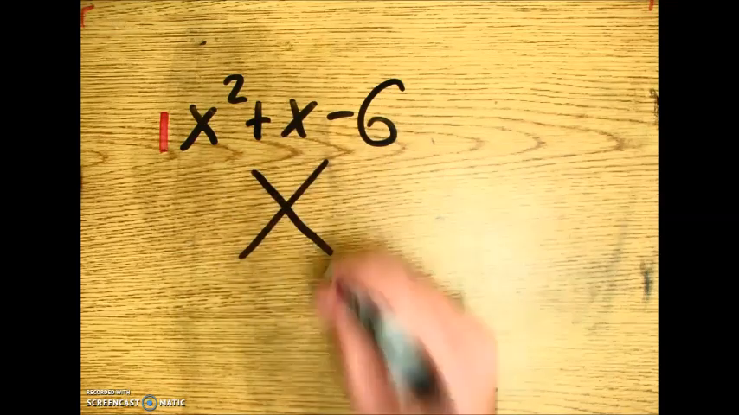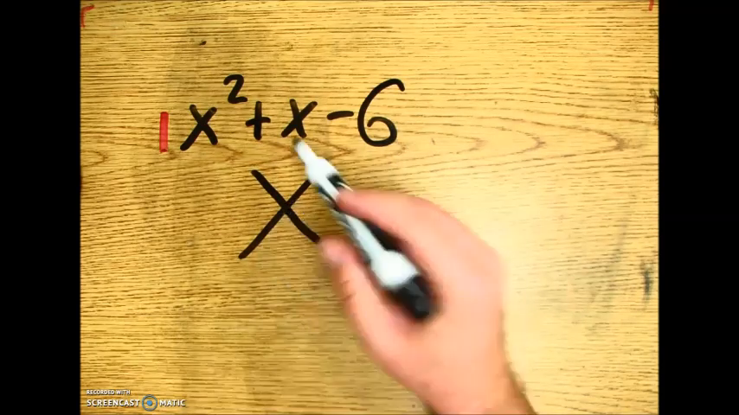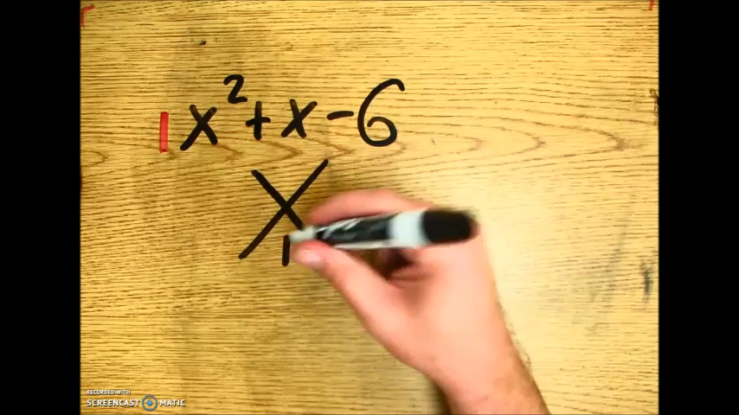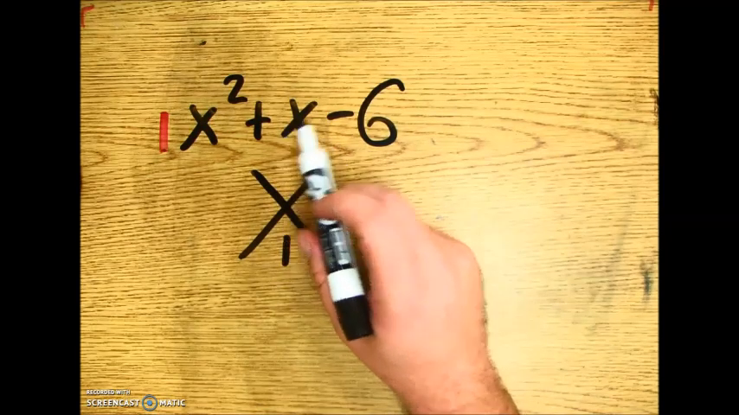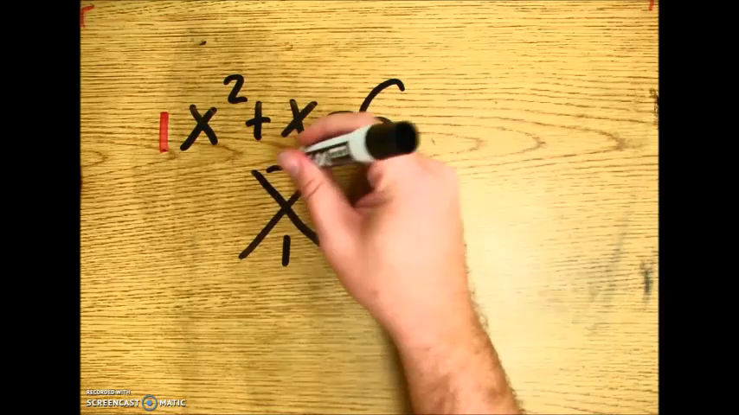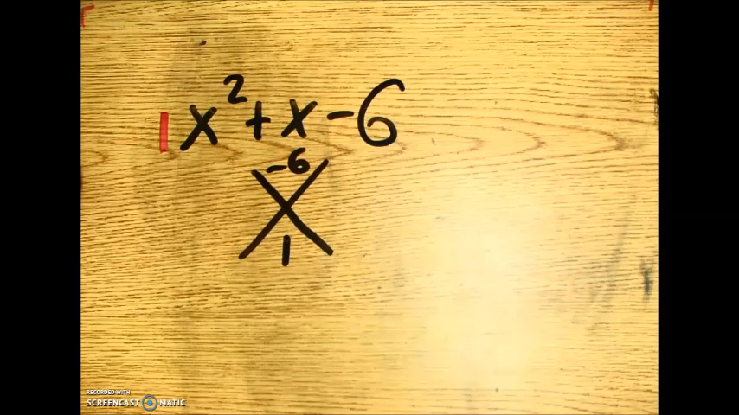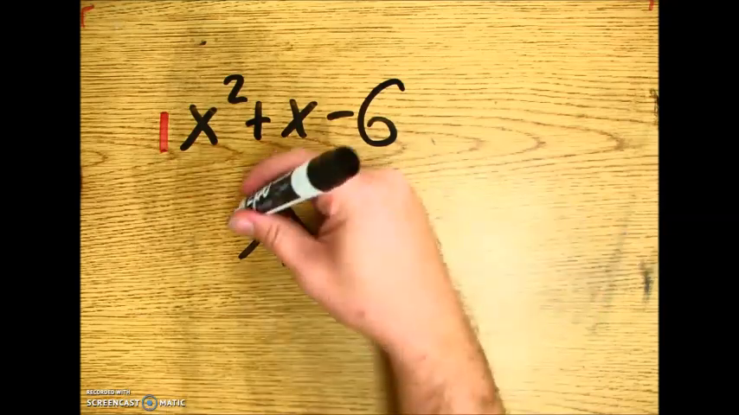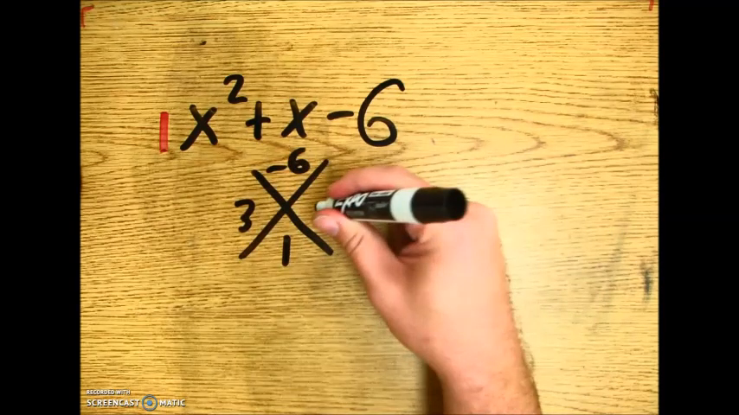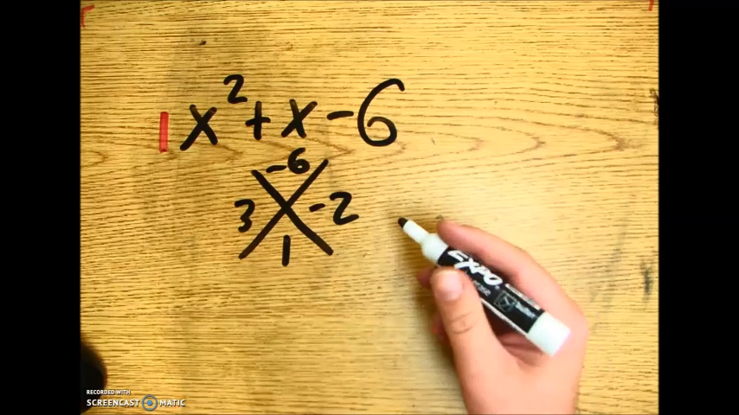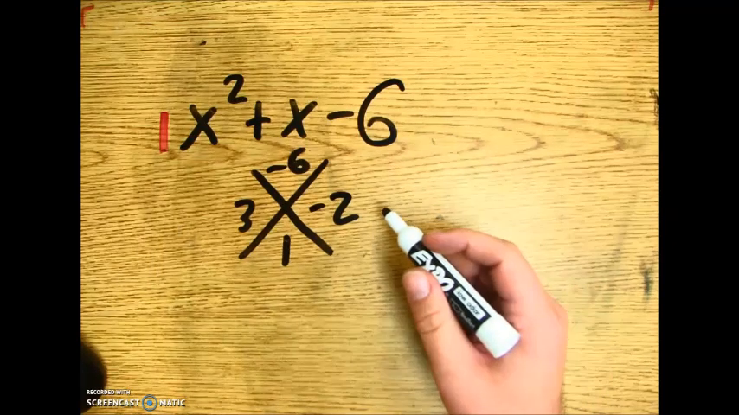What is the linear coefficient? It's 1. What is the constant? It's a negative 6. What plus what gives you 1, but multiplied gives you negative 6? It's going to be a 3 and negative 2. So what we want to do now is factor this all the way.